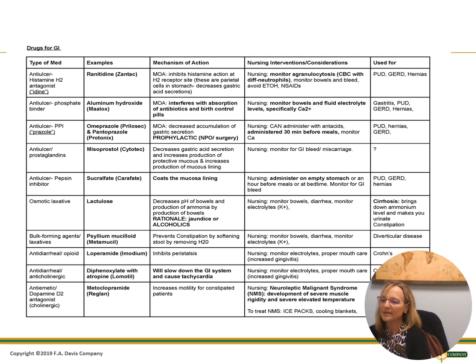Bulk forming laxatives, which is like your Metamucil, what it does is it prevents constipation by softening the stool by removing the H2O. You're going to monitor the bowels, monitor for diarrhea and potassium. It's used for diverticular disease, and you'll see a lot of older adults use it prophylactically, even not in diarrhea, not in diverticulosis, but just to keep themselves regular.